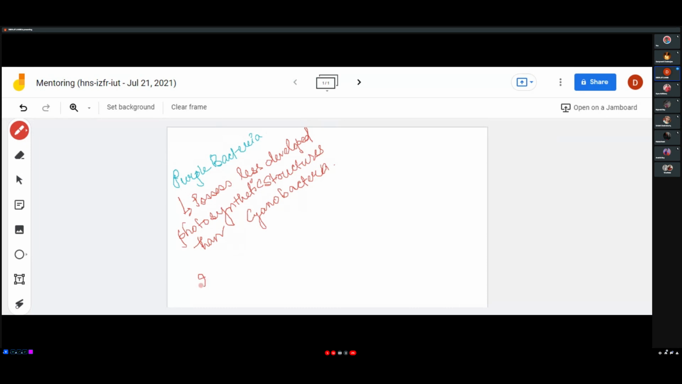Now, what happens over here? The intracellular membrane structure contains the molecule and the reaction centers. And this is a what? This is a phospholipid bilayer structure. Write it down.